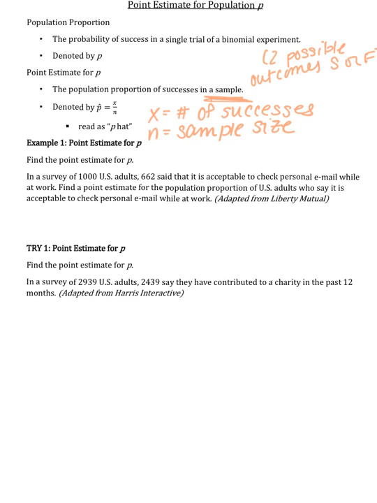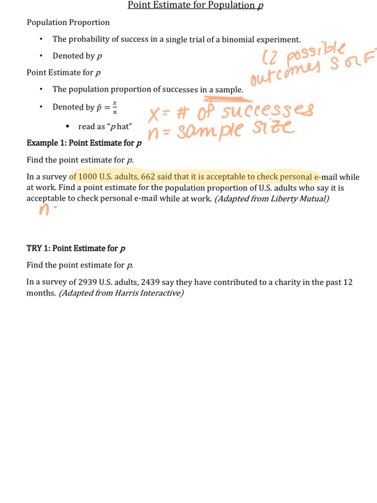All right, so first example. In a survey of 1,000 U.S. adults, 662 say that it's acceptable to check personal email while at work. Find a point estimate for the population proportion of U.S. adults who think it is acceptable to check their personal email while at work.